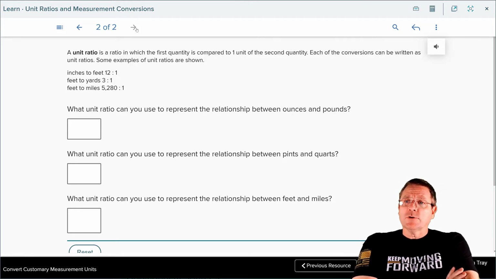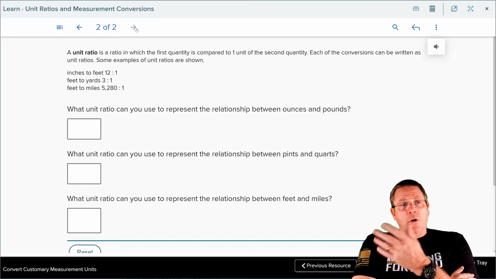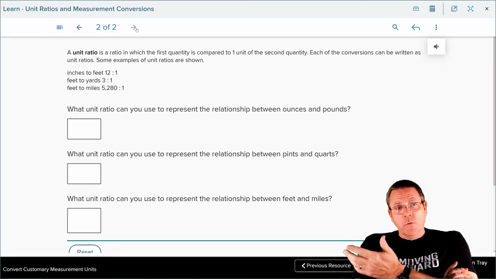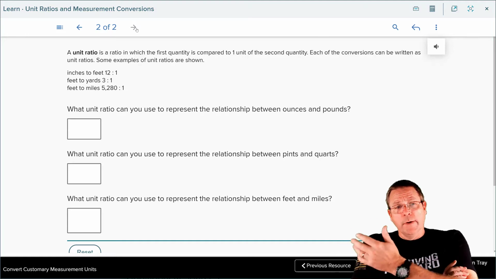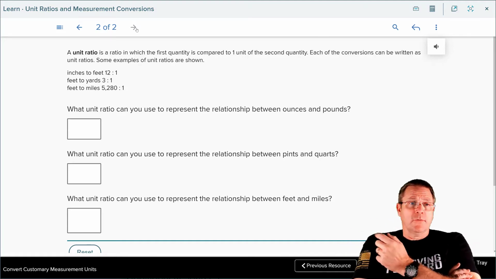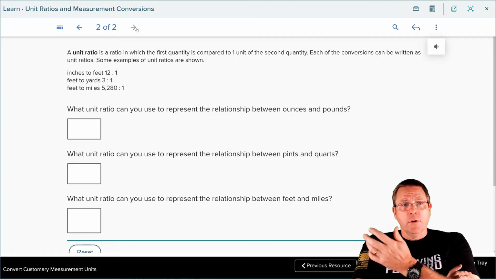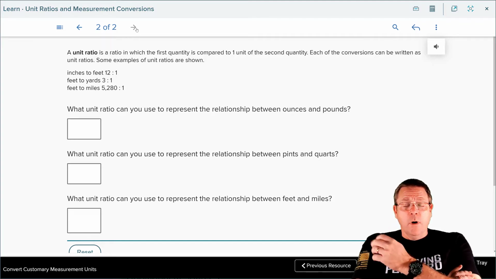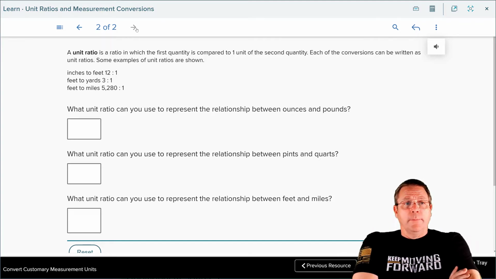Each of the conversions can be written as unit ratios. Some examples of unit ratios are shown. So, for example, inches to feet, 12 to 1. 12 inches to 1 foot. That's your unit ratio. The second unit's 1. Feet to yards, 3 feet to 1 yard. Second unit's 1. Feet to miles, 5,280 to 1. Your second unit is 1.